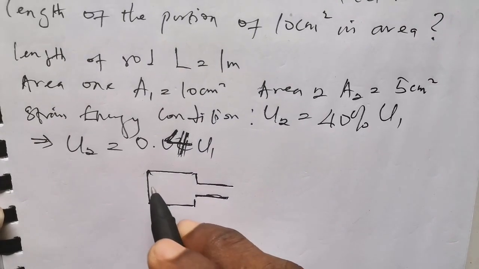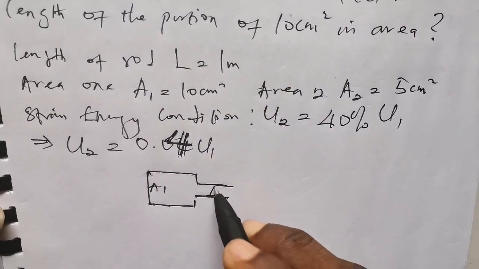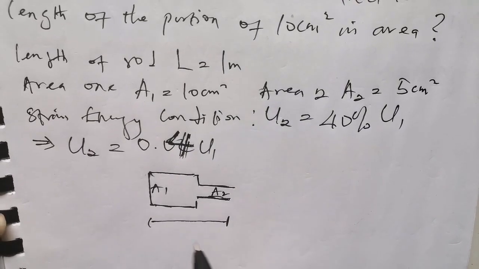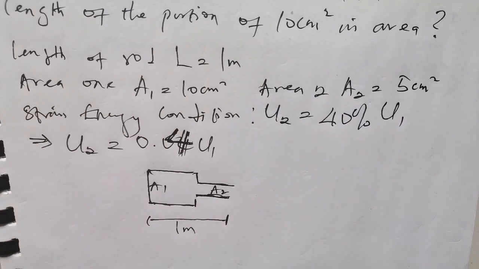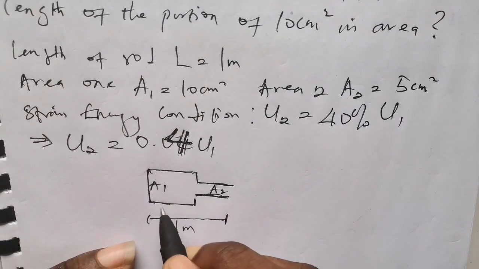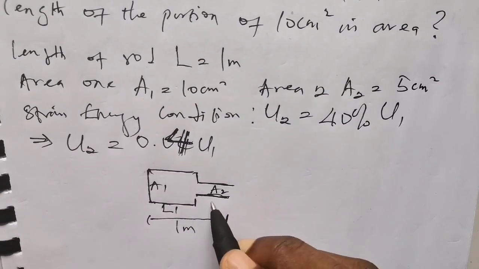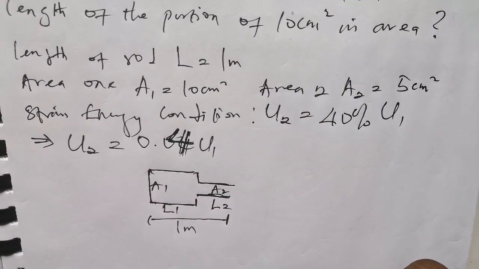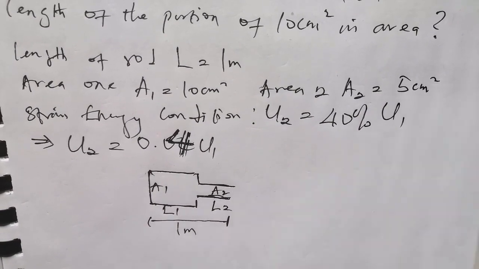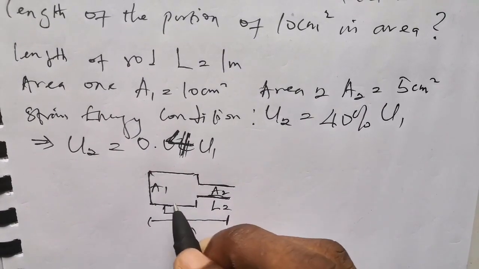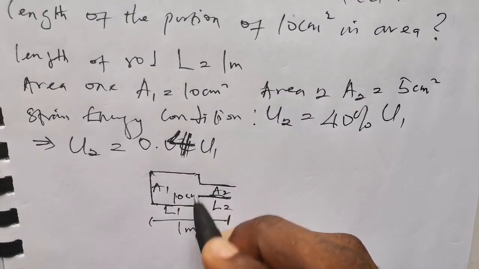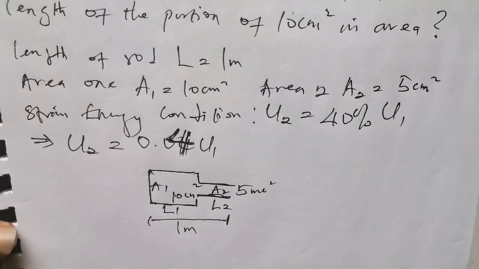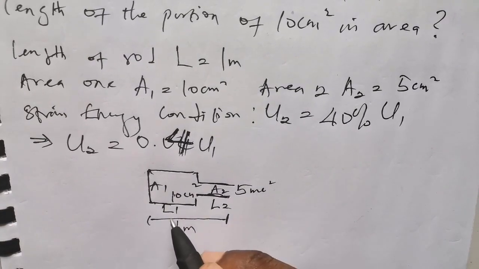So this is the first area, A1, the second area, A2. Now the length of this bar was given as 1 meters. We don't know the length of the first portion, L1 unknown, and the length of the second portion, L2, also unknown. The question is asking us to find the length of the 10 centimeter squared area. Remember, the first portion has an area of 10 centimeters squared and the second portion has an area of 5 centimeters squared. So they are simply asking us to find the first length, L1.